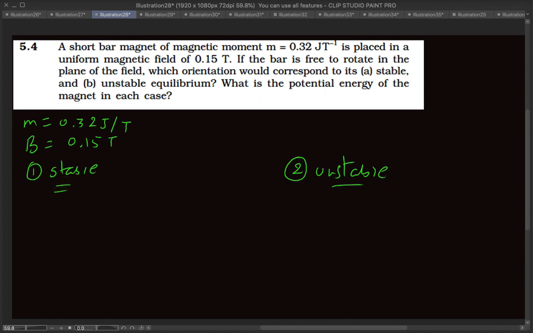So first of all we have to find the potential energy. Our formula for the potential energy is minus mb cos theta. For the potential energy in the stable condition, we have to say that theta equals 0, and here theta is equal to 180 degrees, or you can say pi, because it is the condition of the unstable equilibrium.